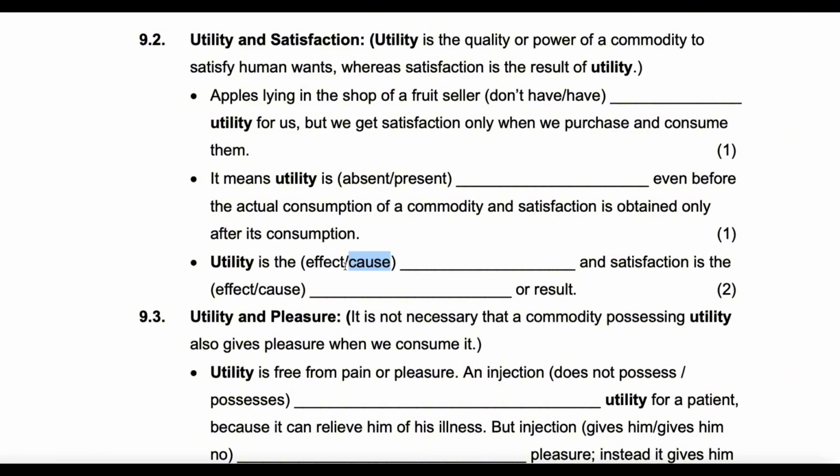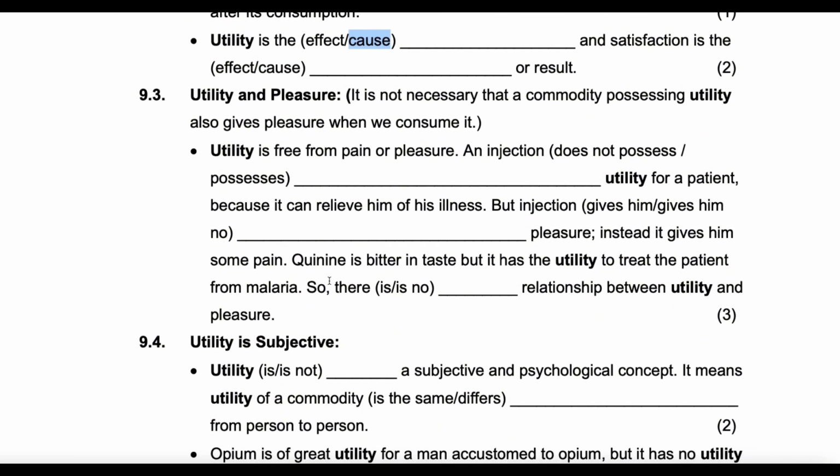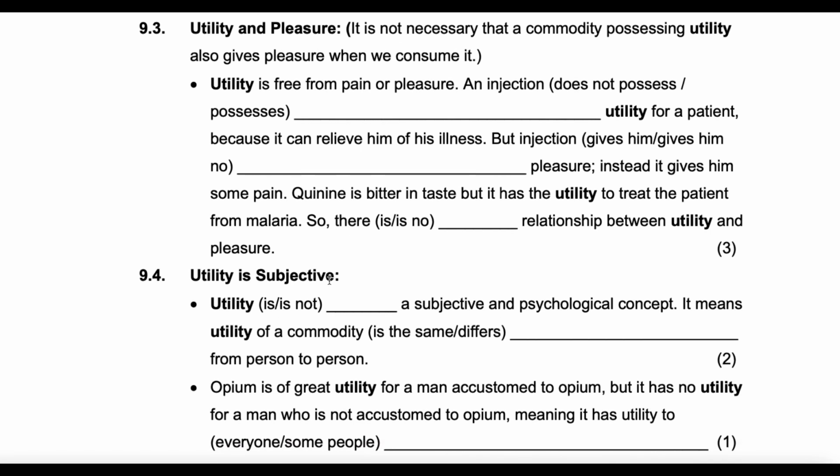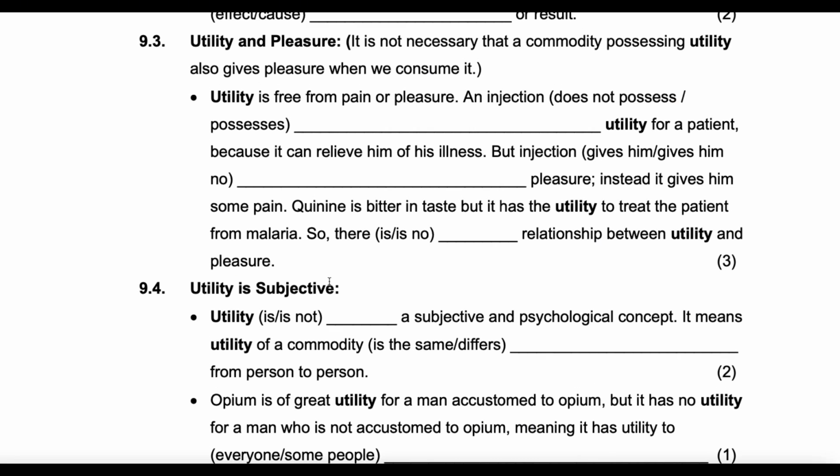Okay. Now, what about utility and pleasure? Does utility mean pleasure? Well, let's find out. It is not necessary that a commodity possessing utility also gives pleasure when it is consumed. The example I give here would just make it obvious. Utility is free from pain or pleasure. That means something that possesses utility could be fun, so we can gain pleasure from consuming that product. But it's not everything that we consume that we enjoy.